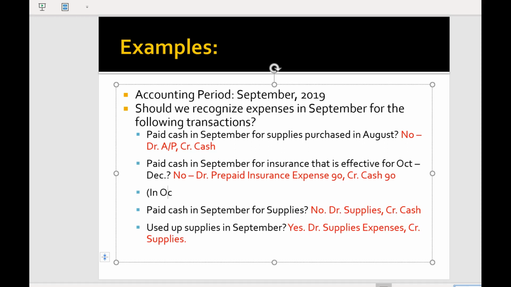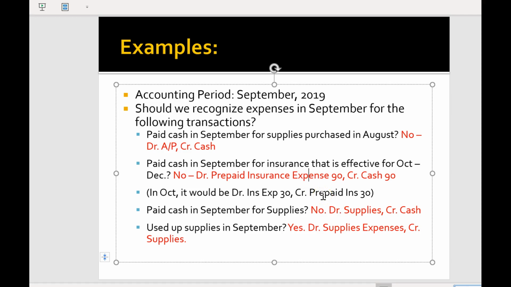In October, it would be debit insurance expense $30 because it's only 1 month out of the 3. You would credit prepaid insurance $30. Okay, what does that mean? That means you are using up 1/3 of your prepaid insurance out of the 90.